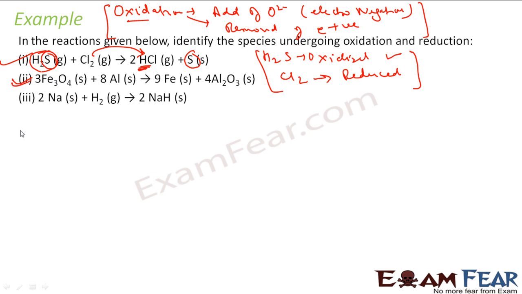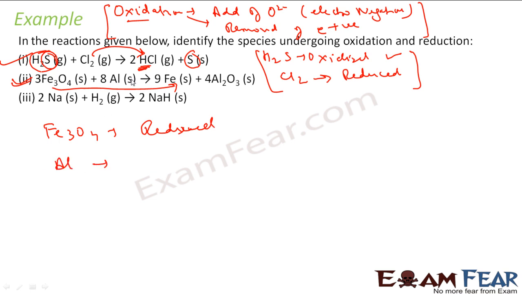So let's take the second now. We have Fe3O4, which becomes Fe. That is, oxygen is removed. Oxygen is an electronegative element. Removal of an electropositive element is oxidation, so removal of an electronegative element is reduction. So Fe3O4 is reduced. If Fe3O4 is reduced, Al has to be oxidized.